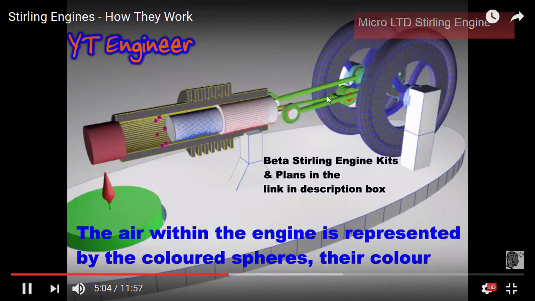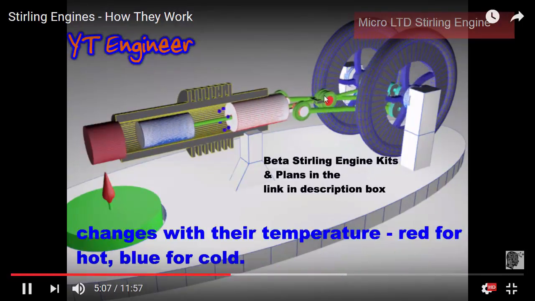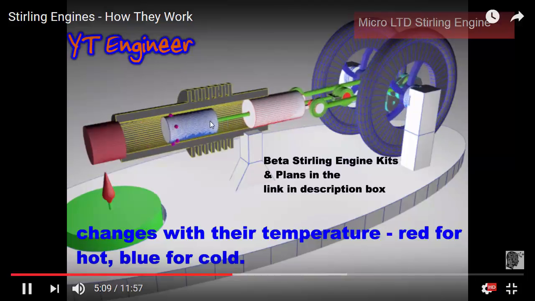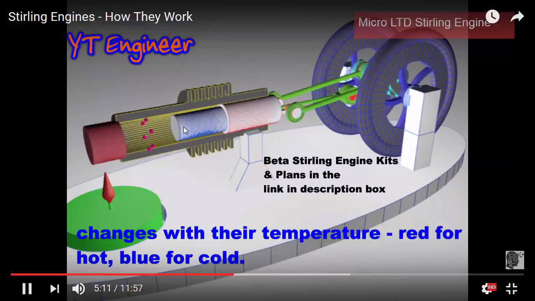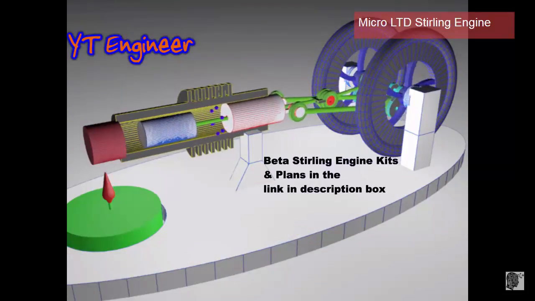So there's this center shaft that passes through the power cylinder all the way to the displacer.